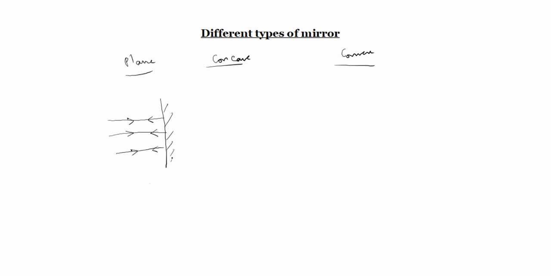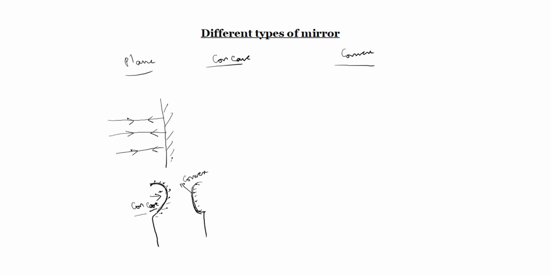Concave mirror: first we see the spoon. The inside of the spoon is a cave, no? This inside is a cave. So that's why concave. This is the polished one. This is the painted one. This is the polished one inside. This is concave. Convex means the outside portion is the convex. This is the painted one. This is the polished one. This is convex. Cave portion. Cave means cave.